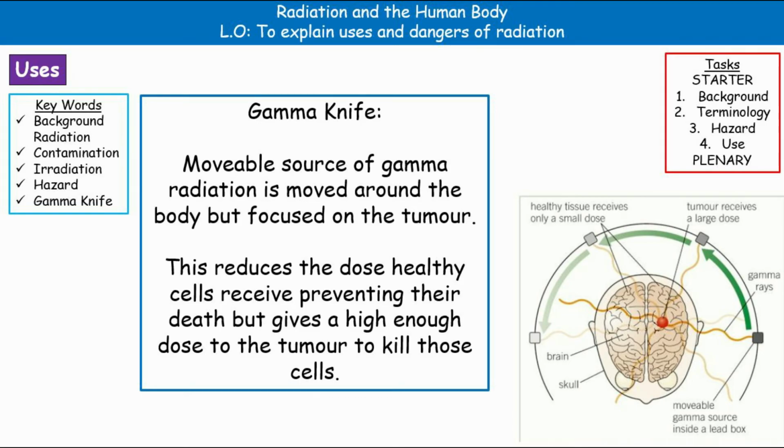Now the whole purpose of this is to expose the cancer cells to a high enough dose of radiation to kill them. So normal body cells exposed to that same dose would also die. That would be bad. So by having this movable source, what we're doing is keeping it focused on the tumour, but by moving it around the rest of the body, it means that the healthy cells get a much lower dose, so they won't be killed, but the tumour is going to get a high enough dose to kill it off. So this allows us to kill off those tumour cells without slicing and dicing into the body.